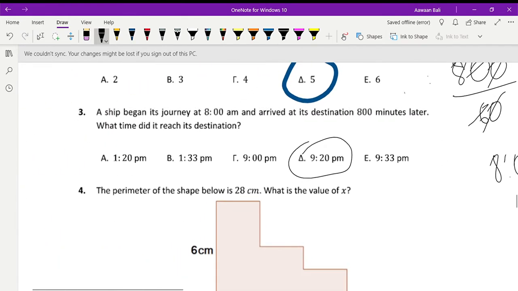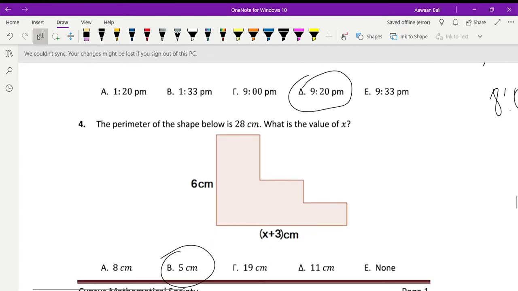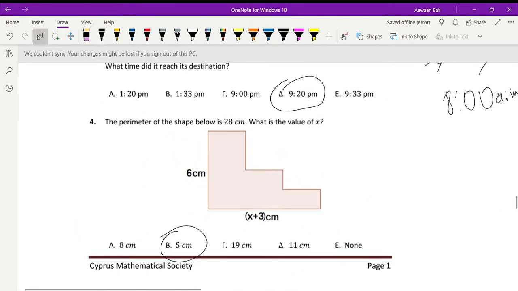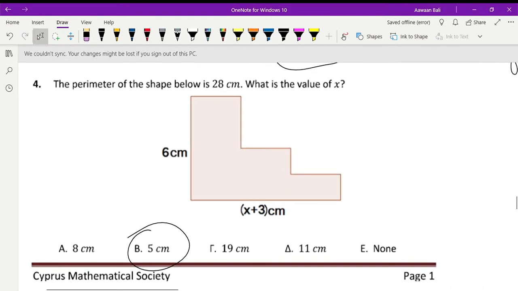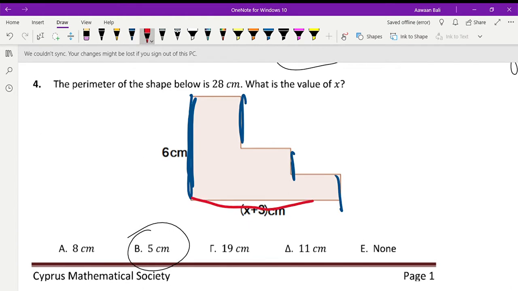And it's the delta. Now, the perimeter of the shape below is 28 centimeters. What is the value of x? Okay, so if this is 6 centimeters, you can see that this also adds up to 6 centimeters. And you can say if this is x plus 3 centimeters, and this, and this, they also add up to x plus 3 centimeters. Which means you can multiply both of them by 2.